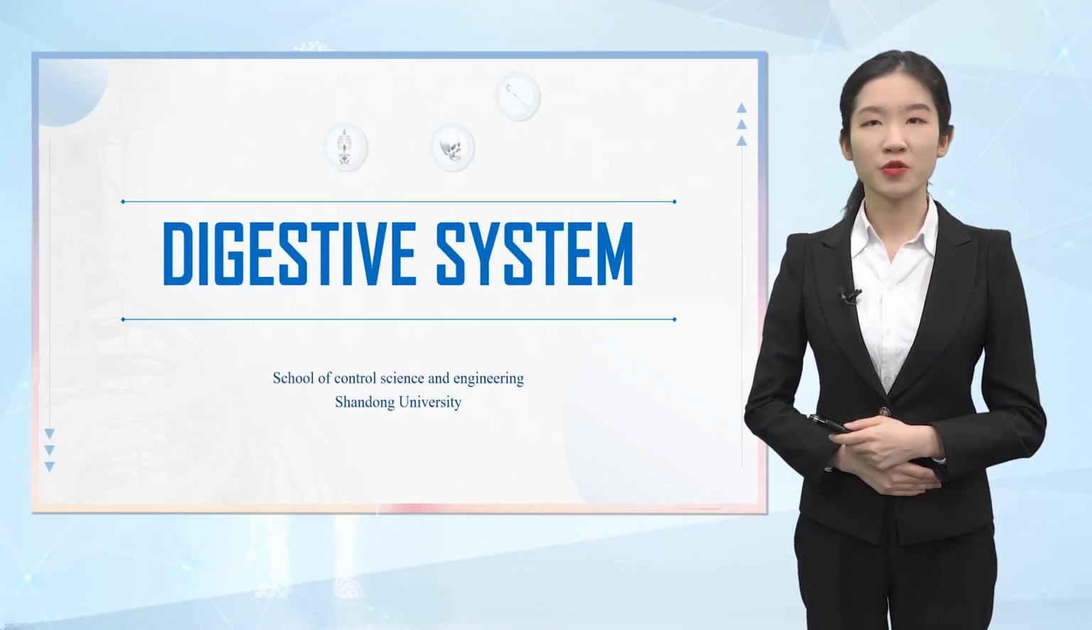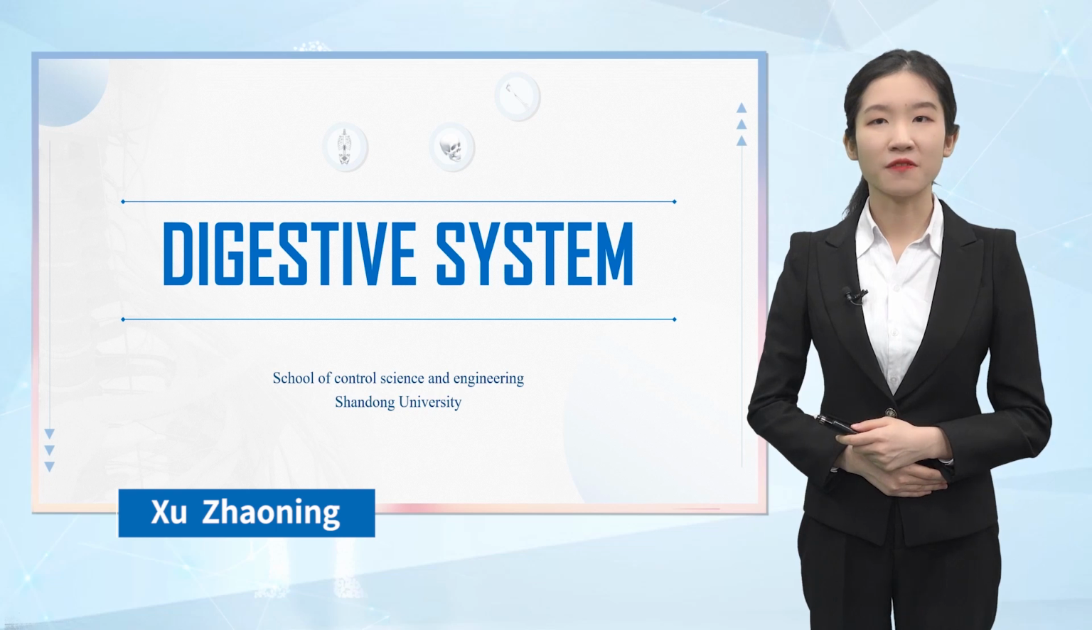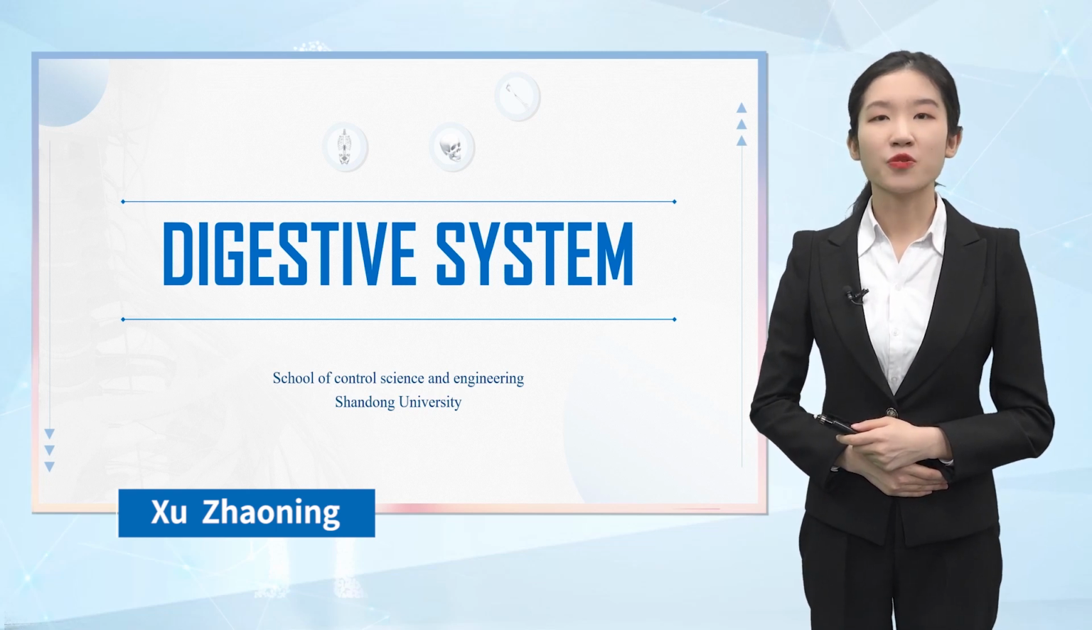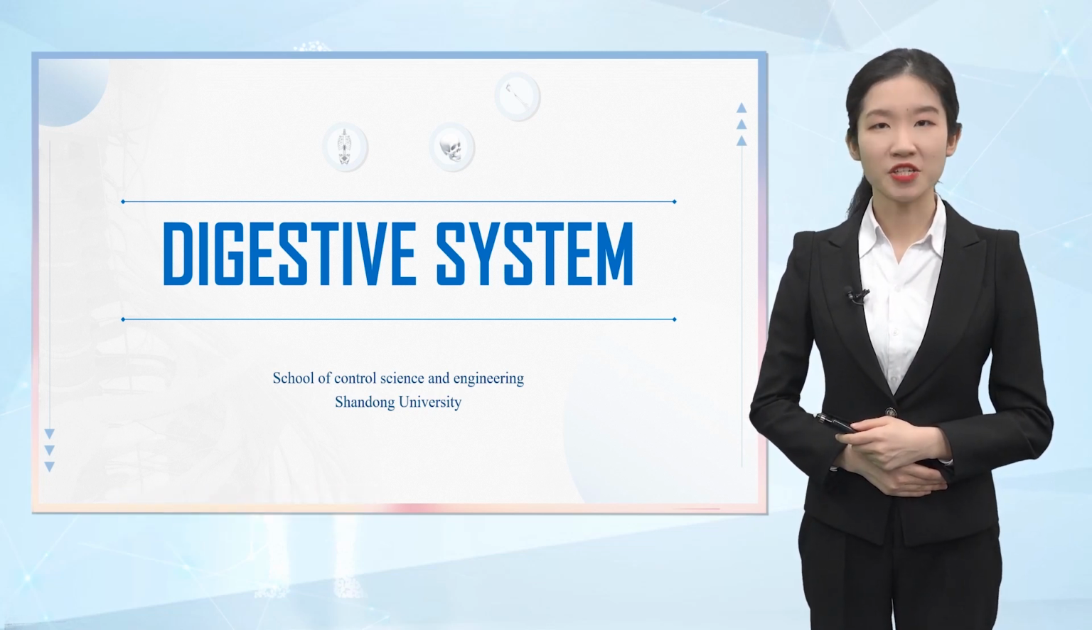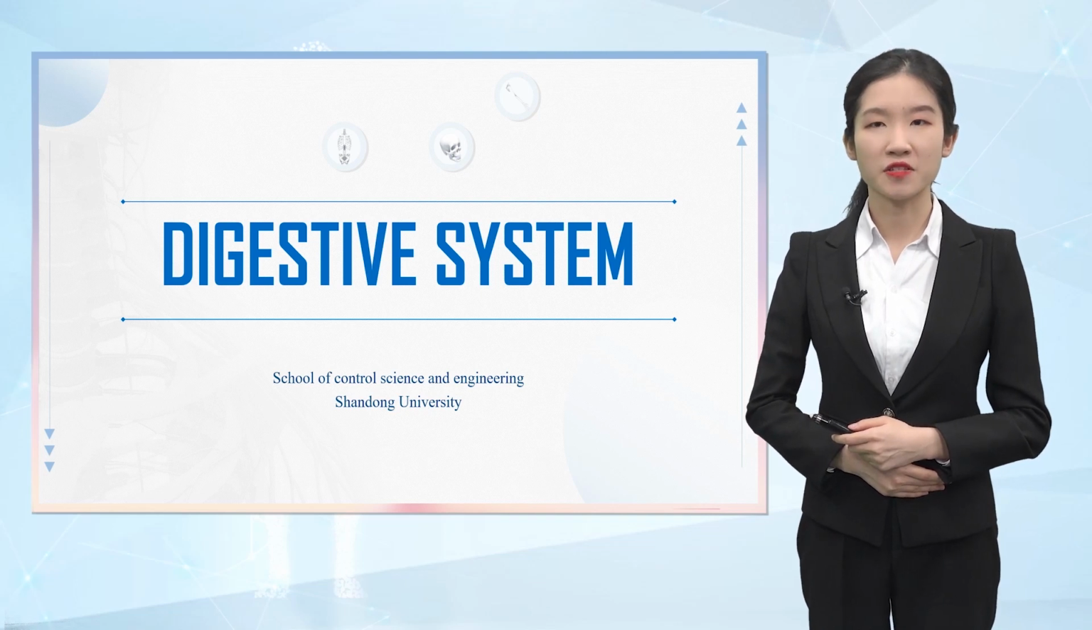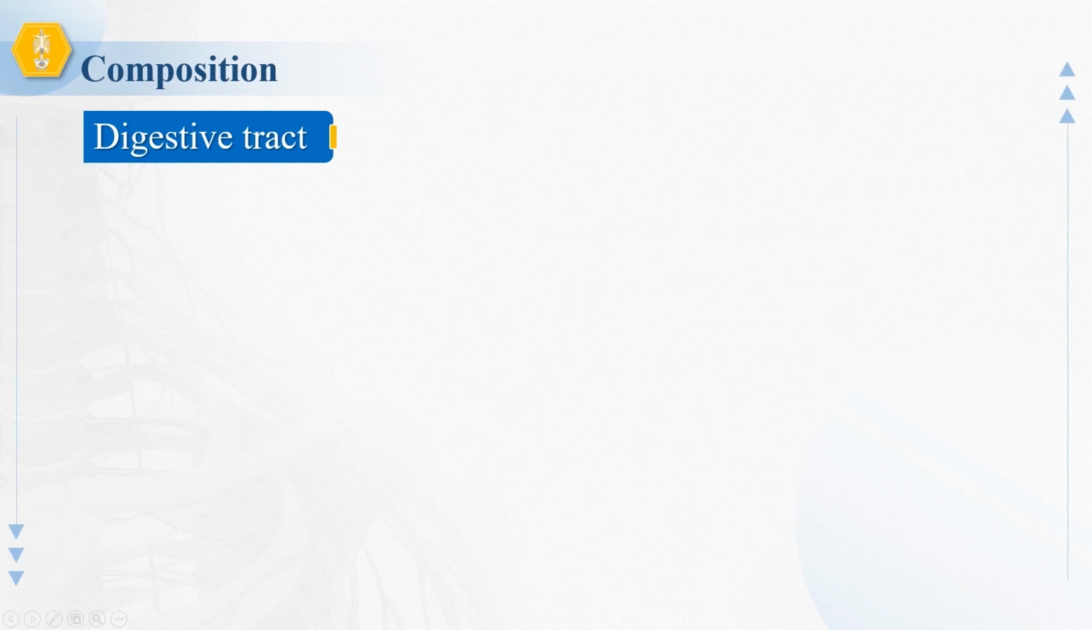Everyone, today we'll learn a new system in our body, the digestive system. In this chapter, you are required to master the composition and function of the digestive system. Composition. The digestive system consists of the digestive tract and digestive glands.